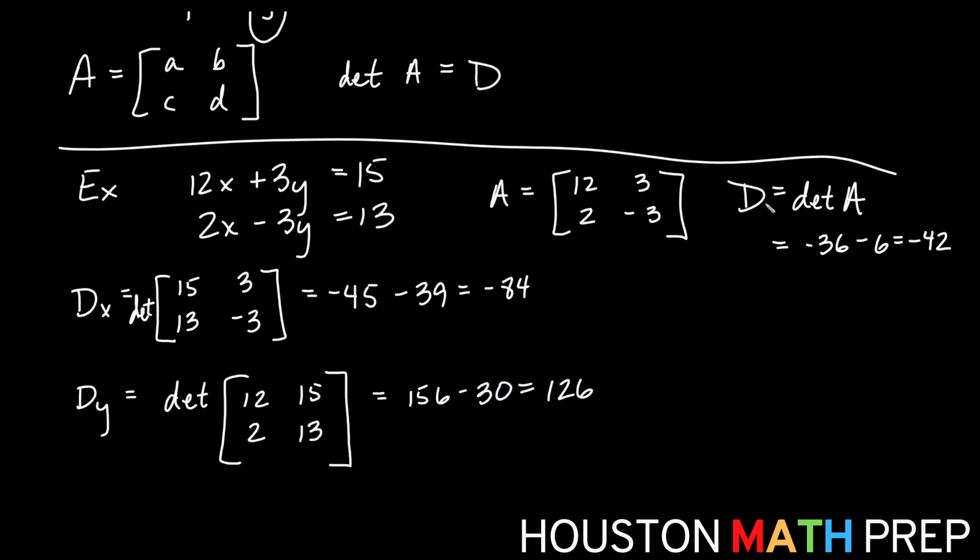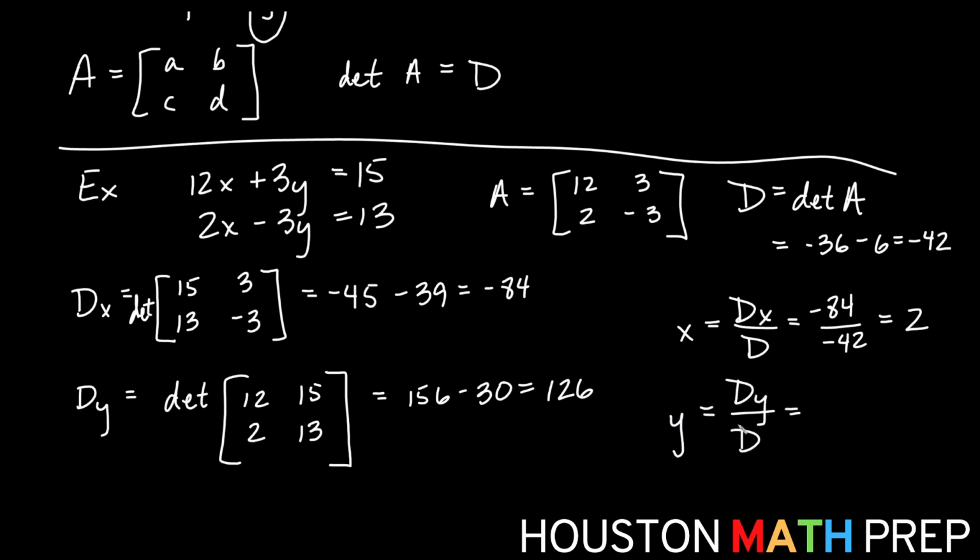So I have my regular D, I have D sub x, D sub y, so I should be able to do this. x is going to be D sub x divided by D, which is negative 84 divided by negative 42, which is 2, so x is 2. And then y is going to be D sub y divided by D. Don't think of these as derivative notations, right? This is just determinants with some columns swapped in. This is 126 divided by negative 42, and that turns out to be negative 3.